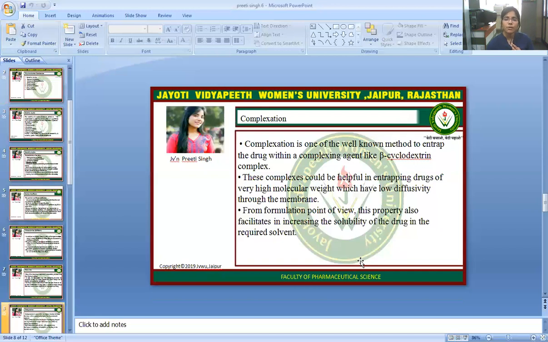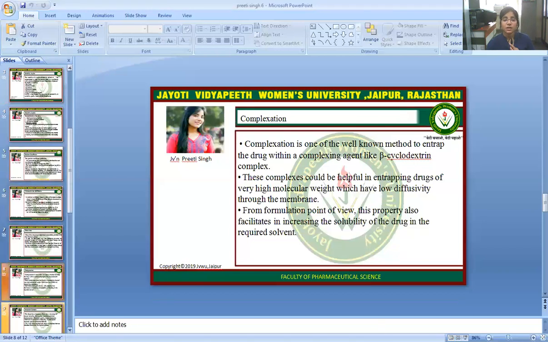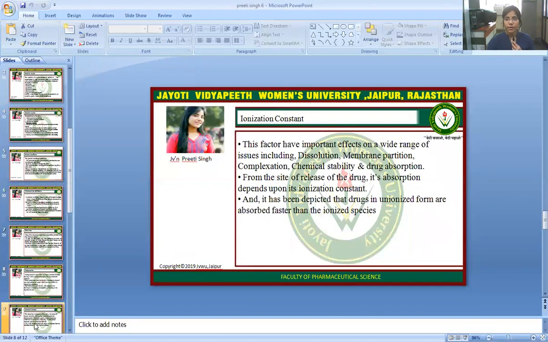From a formulation point of view, this property also facilitates in increasing the solubility of the drug in the required solvent. So the complexation parameter depends on the complex reaction. Complex reaction is very fast for the physicochemical properties.